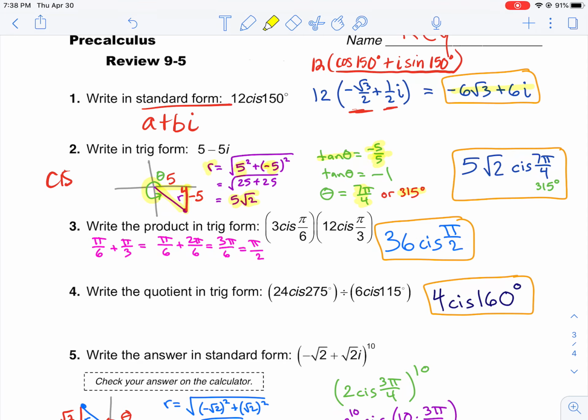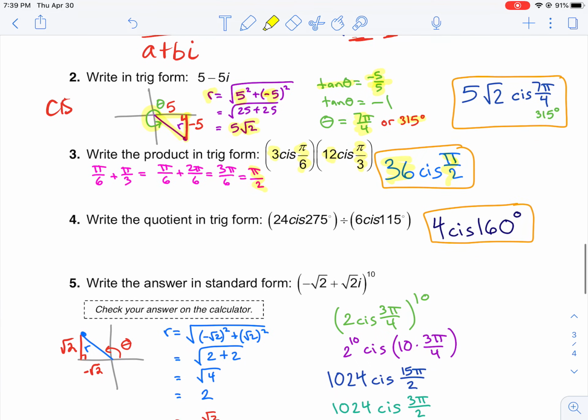Problem number 3, write the product in trig form. Well, if you have two values in trig form and we want to take their product, what we're going to do is multiply 3 times 12 to get 36. And then we're going to add pi over 6 and pi over 3. If I add pi over 6 and pi over 3, when I simplify it, I end up with pi over 2.